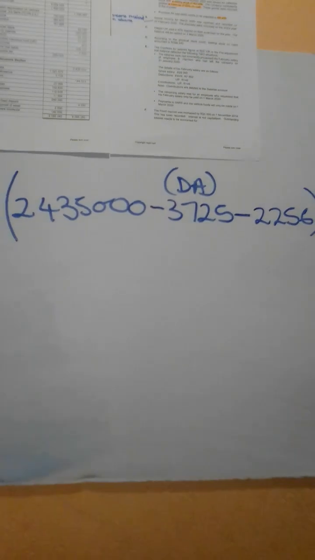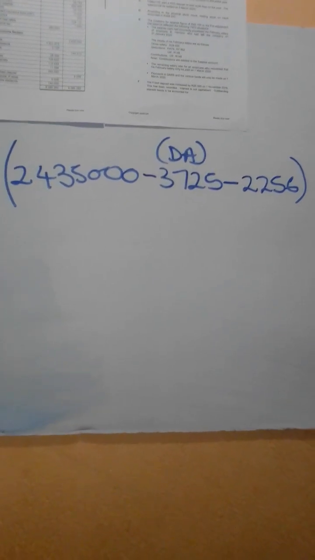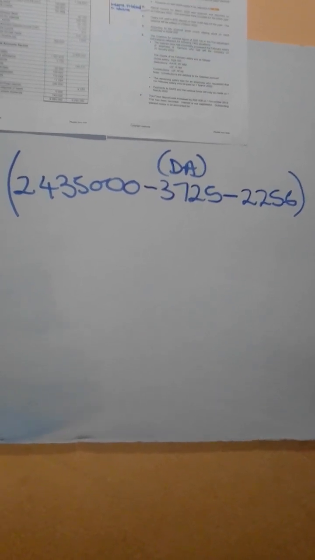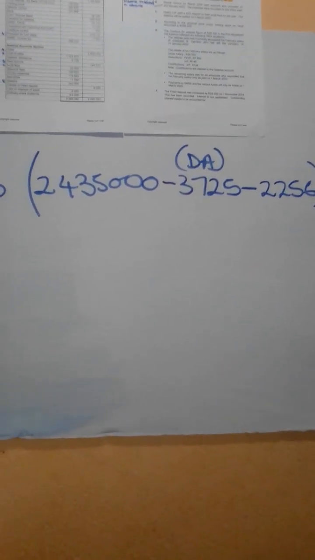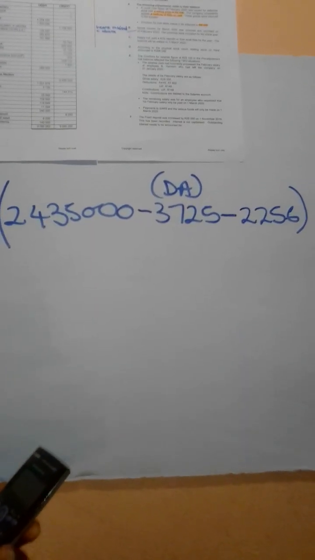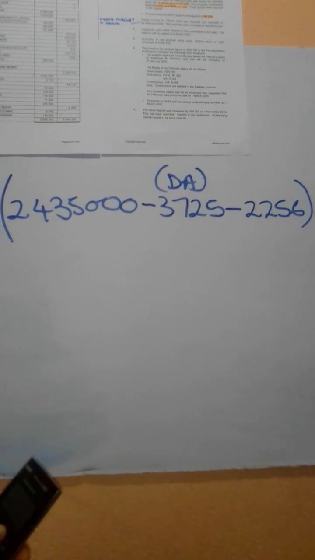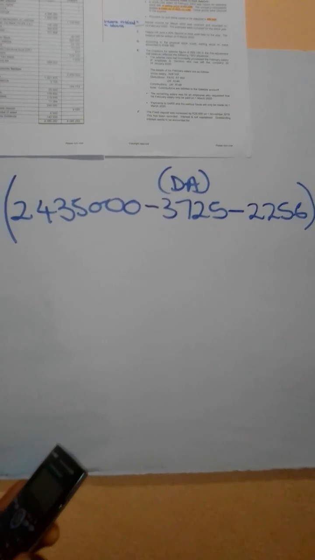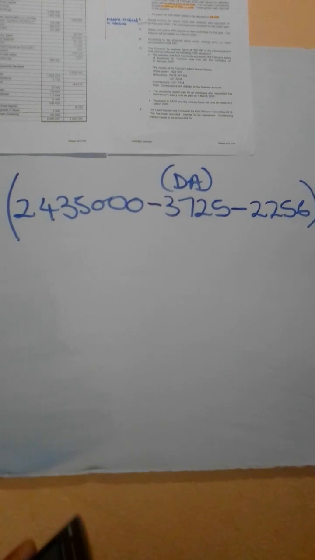So when we subtract 2,435,000 minus 3,725 minus 2,256, we'll get the answer. Okay, on my calculator, I'm seeing that the final amount that we need for our sales is 2,429,019.